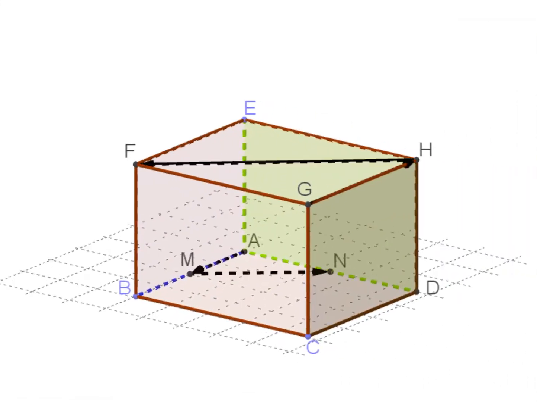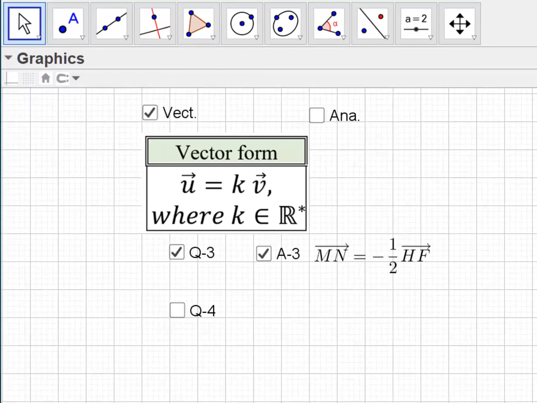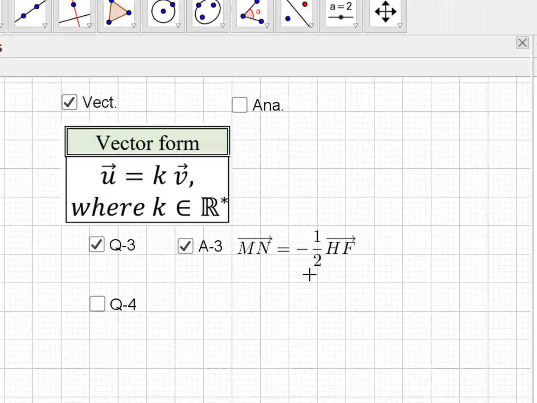Now let's go to the next question. Are the vectors MN and HF collinear? Remember that M and N are the respective midpoints of segments AB and AD. Yes, they are collinear. By midpoint theorem, we can see that MN vector equals negative half HF vector.